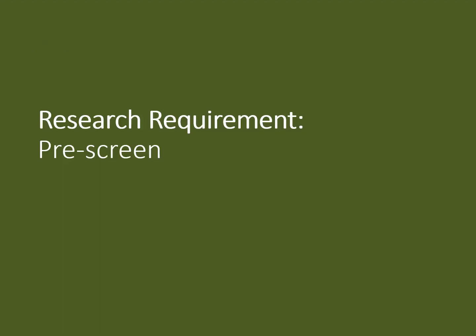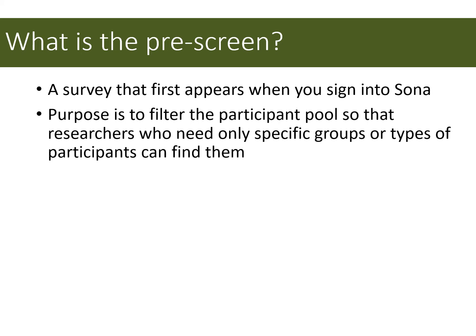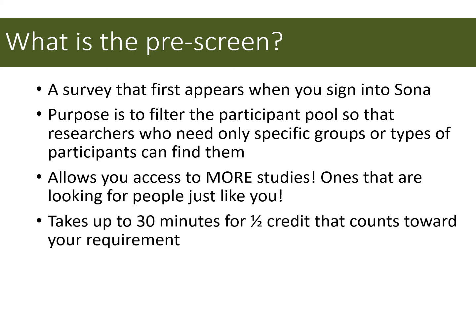And finally, we're going to talk about the pre-screen. So the pre-screen is a survey that first appears when you sign up into SONA. The purpose is to filter the participant pool so that researchers who only need a specific group of individuals or types of participants can find them. It also allows you access to more studies and ones that are looking for people just like you. It takes up to 30 minutes for half a credit, and that counts toward your requirement. And you get to take it once per term.